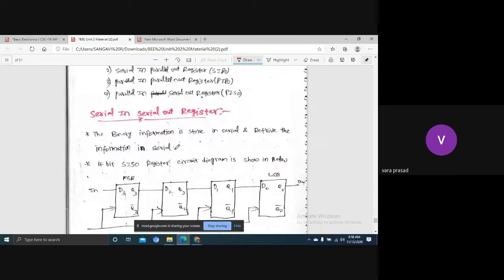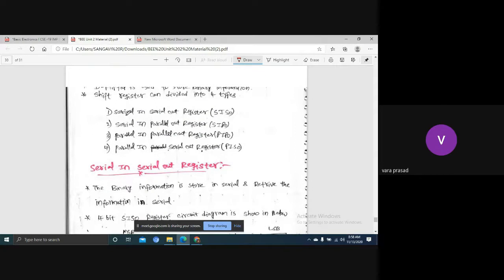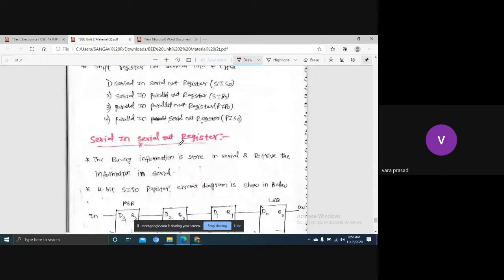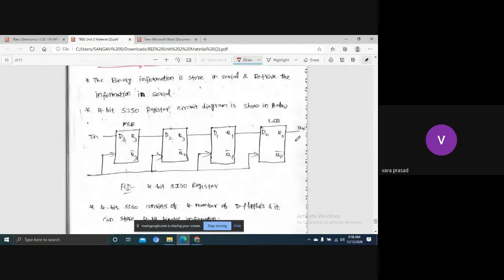There are 4 types of shift registers. First, the serial in, serial out register. Serial in, serial out means the data has to be sent serially in and serially out. Please keep that in mind. For this, I need to use 4 flip flops: 1, 2, 3, 4.